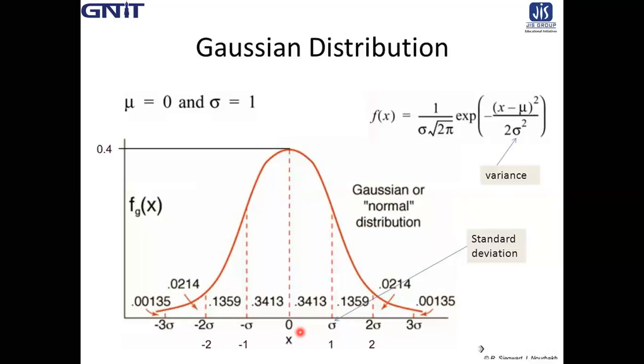The PDF of a continuous random variable having Gaussian distribution is given by f(x) is 1 by sigma into square root of 2 pi, into e to the power minus (x minus mu) whole square by 2 sigma square, where mu is basically the mean of the random variable and sigma square is the variance of the random variable. Gaussian PDF is also known as normal PDF. The shape of the Gaussian PDF is like a bell shape, which is shown in the figure.